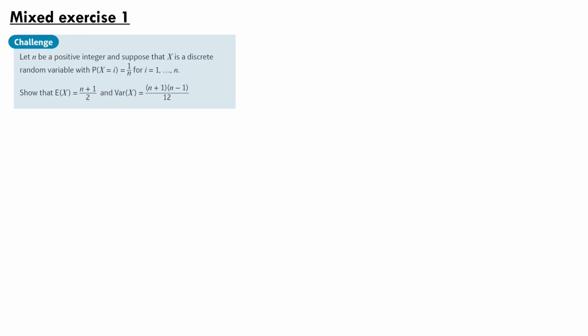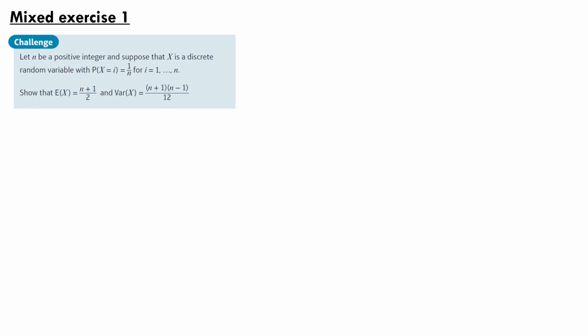And our final question is from mixed exercise 1. Let n be a positive integer and suppose that x is a discrete random variable with the probability that x is equal to i is equal to 1 over n for i equals 1 up until n. And we're asked to show that the expected value of x is equal to (n plus 1) over 2 and the variance of x is equal to (n plus 1)(n minus 1) over 12.